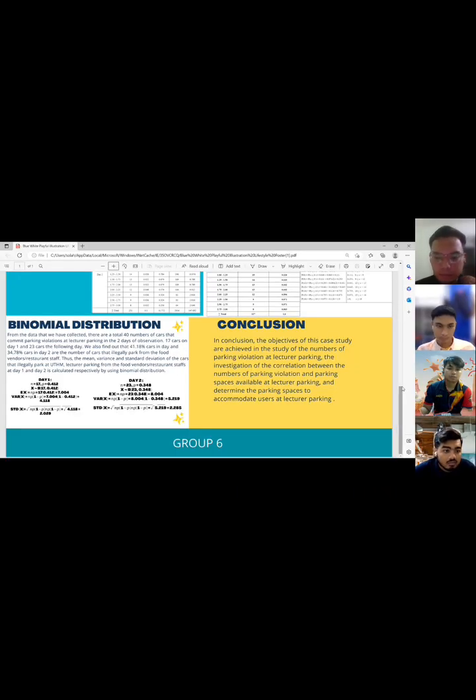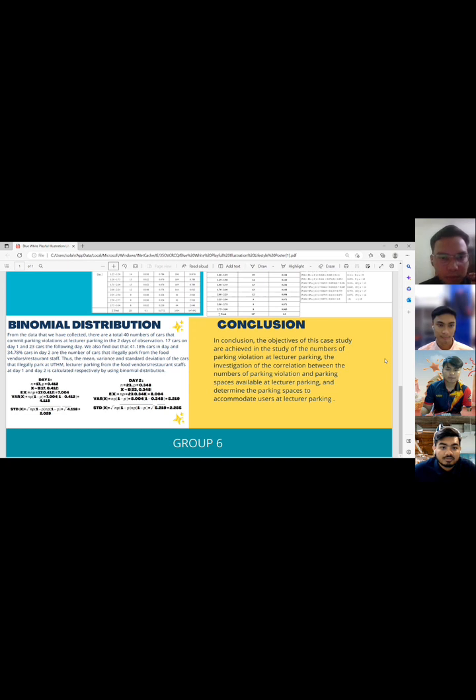So my name is Ivan Zufarli bin Muhammad Zain. I will continue with the binomial distribution. From the data that we have collected, there are a total of 14 cars that committed parking violation at lecturer parking in 2 days of observation. For day 1, we collected data of 70 cars and 20 cars for the following day, which is day 2.